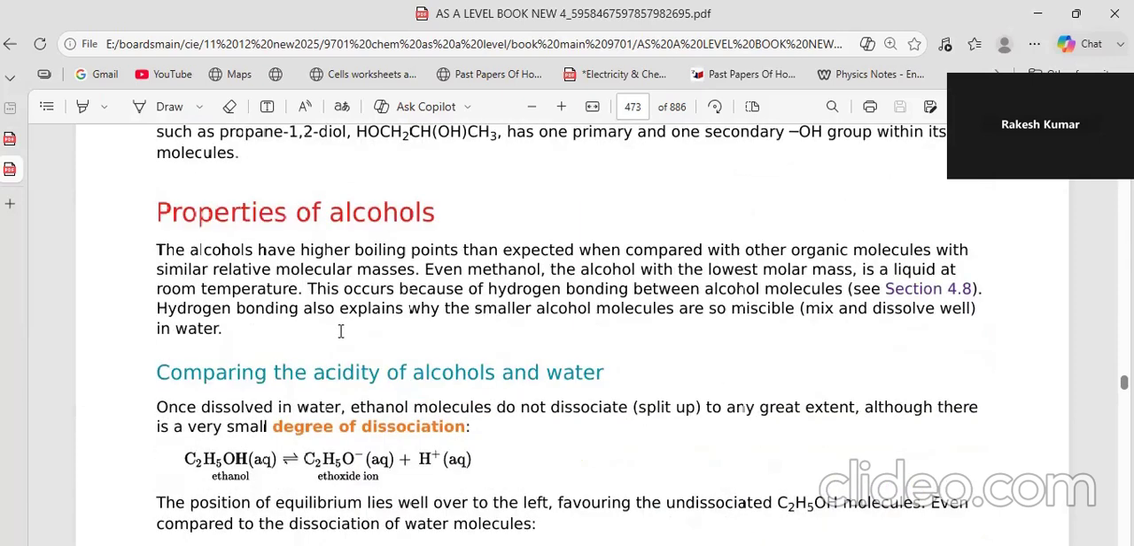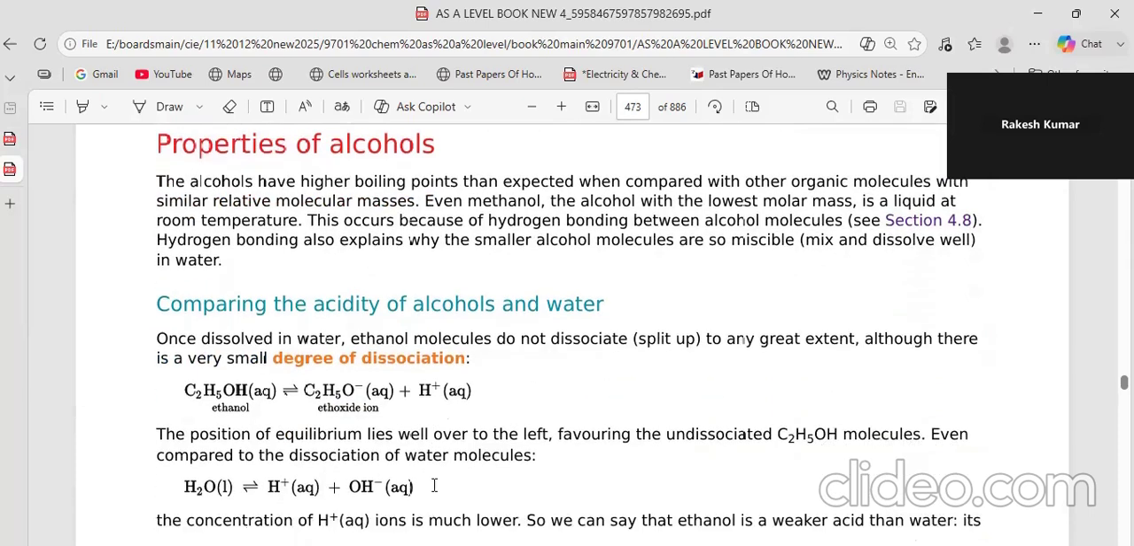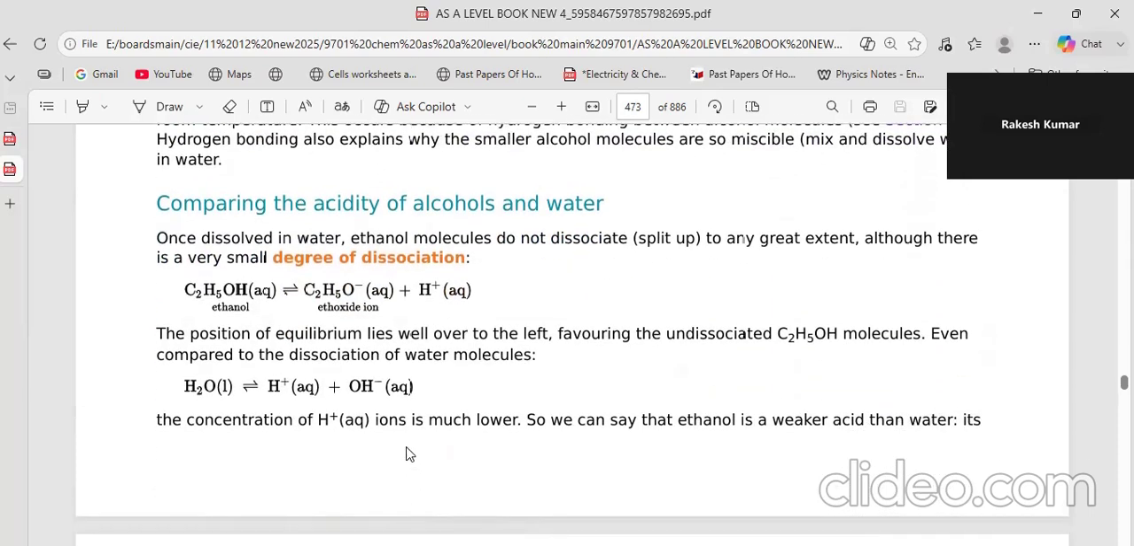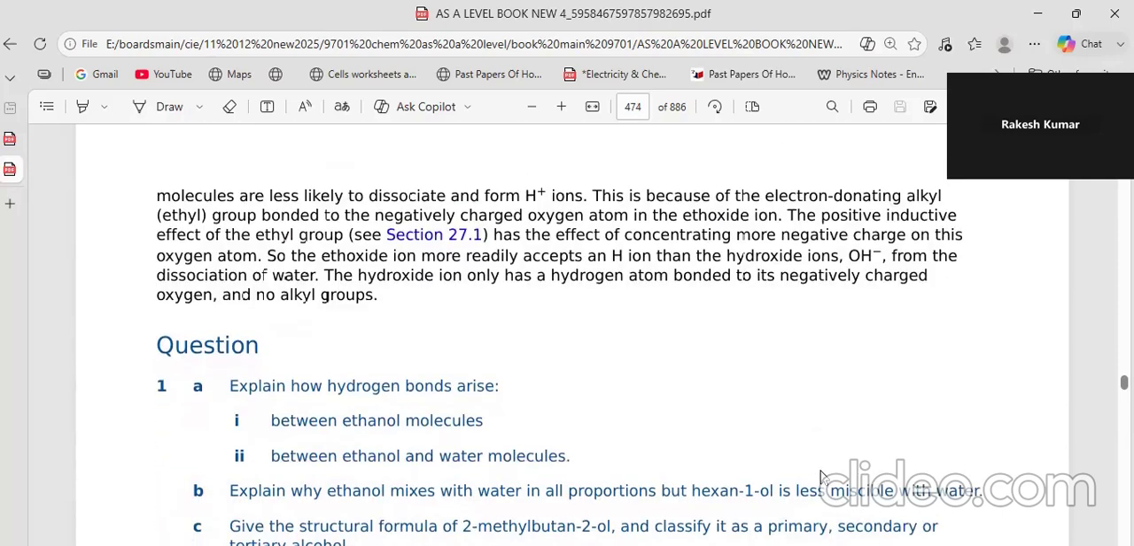Then these are the properties of alcohol. Alcohols dissociate to a small degree into H plus, so they have a bit of acidity, and the position... so it is a weaker acid than water. Even compared to the dissociation of water, the concentration is much lower. So even though they dissociate, it's very weak.